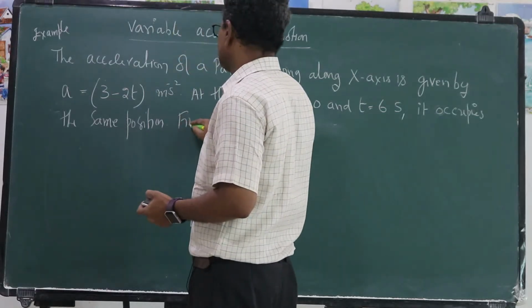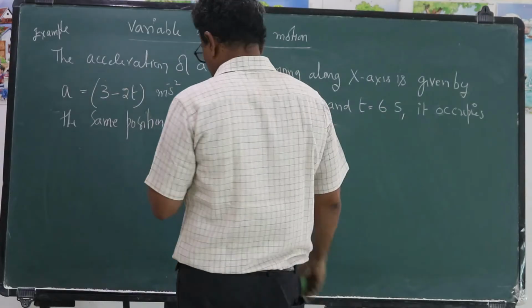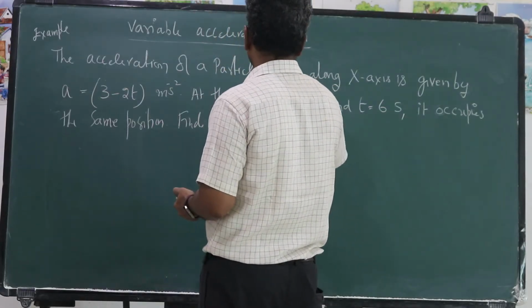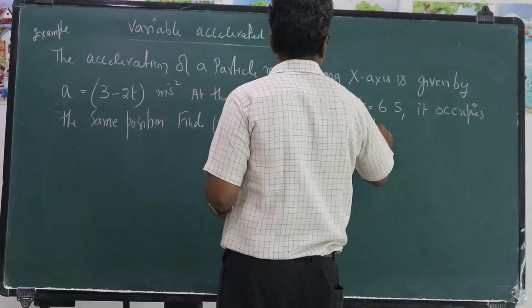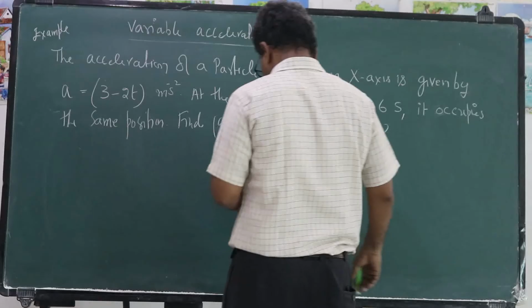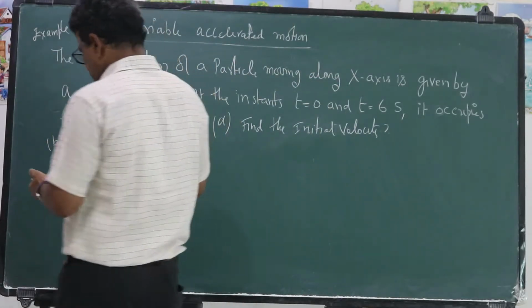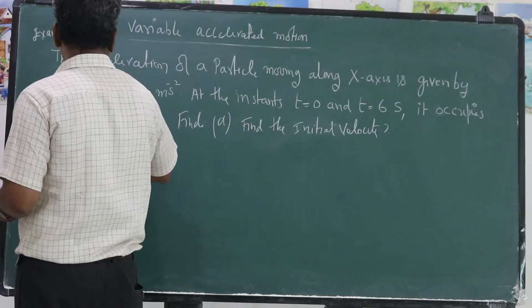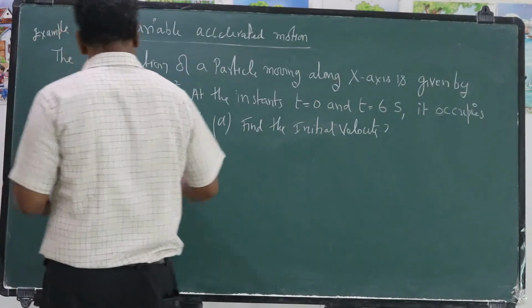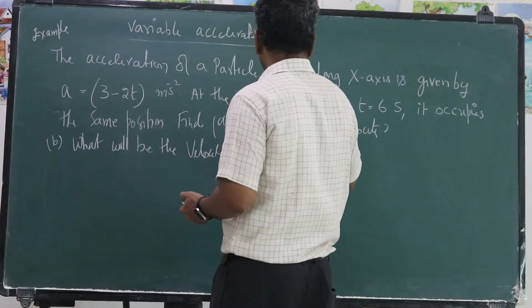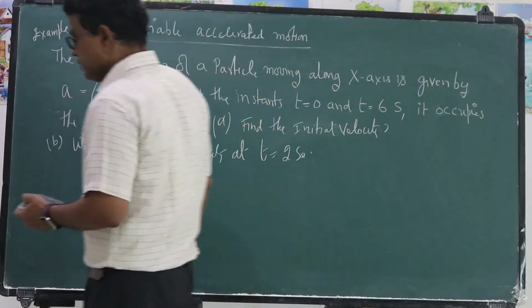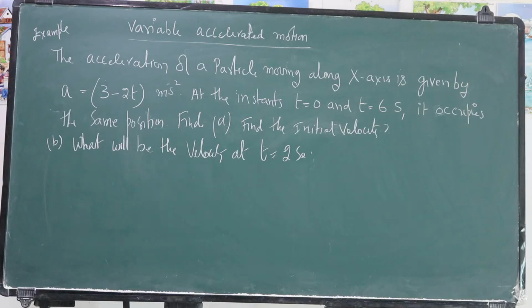Find A, the initial velocity. B, what will be the velocity at t is equal to 2 seconds? So this is the question.